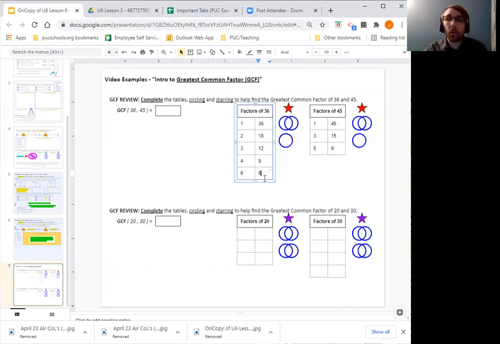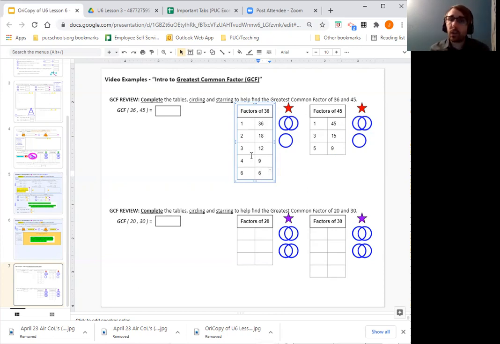Oh, and I see a repeat. So as soon as I see a repeat, I'm done with the table. And so then I know that these are all the numbers that can multiply to 36, not including decimals or anything. We're just dealing with whole numbers. That's what factors are, the whole numbers that multiply to a number.